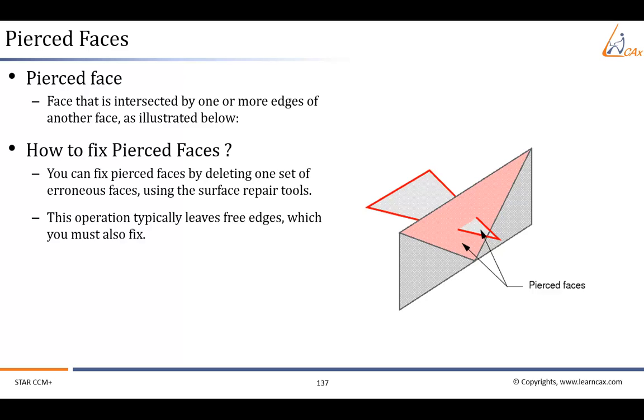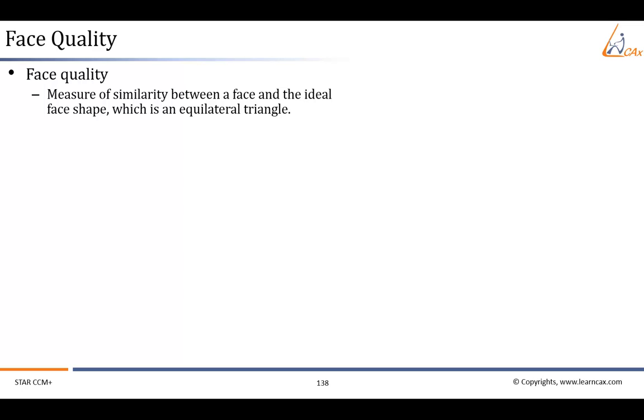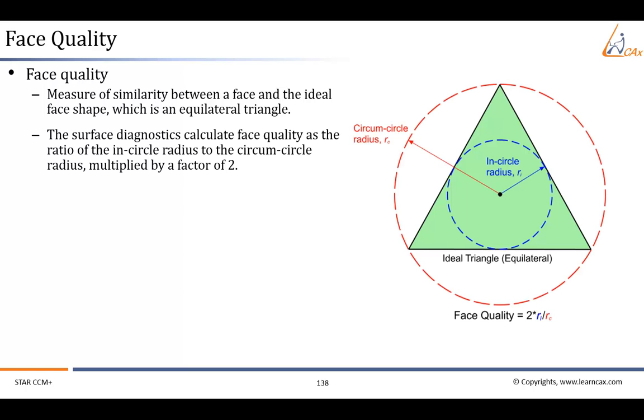The next diagnostic error is face quality. What is face quality? Face quality is a measure of similarity between a face and the ideal face shape, which is an equilateral triangle. The Surface Diagnostics calculates face quality as the ratio of the incircle radius to the circumcircle radius multiplied by a factor of 2. The incircle of a face is the largest circle that fits inside the face, while the circumcircle is the circle that passes through the 3 points of the face.